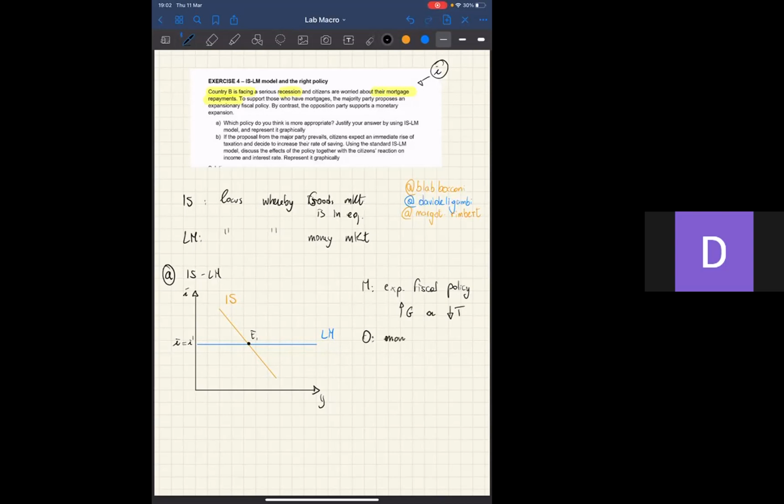So, monetary expansion. And obviously, to be 100% fair, it's not usually the government that proposes monetary expansions. However, for the sake of the problem, we'll take it as granted. And what exactly is a monetary expansion? Once again, it's the opposite of a contraction. And it's basically lowering interest rates so that the cost of money is decreasing.